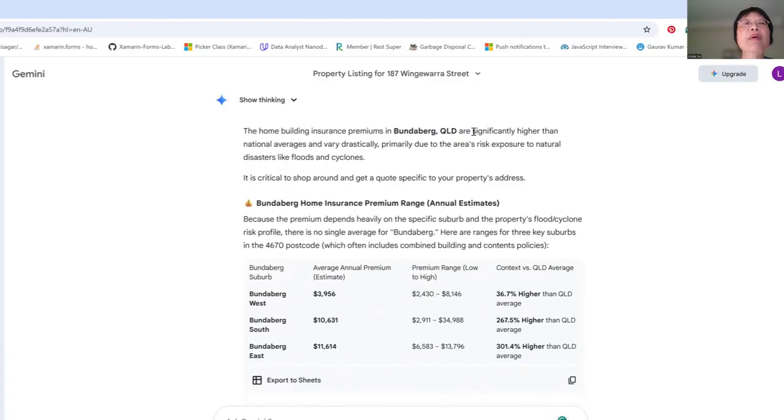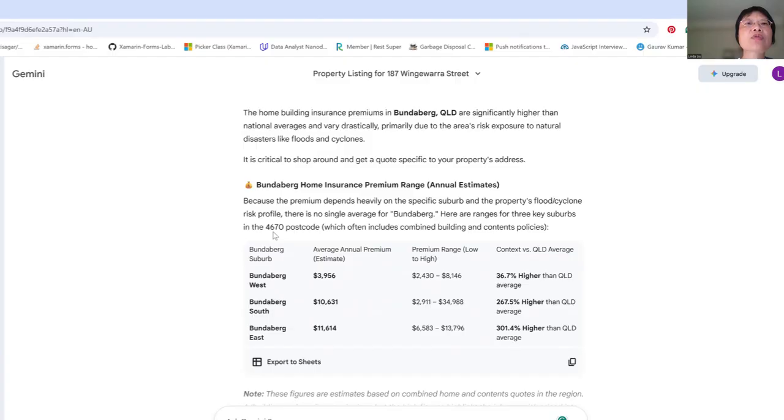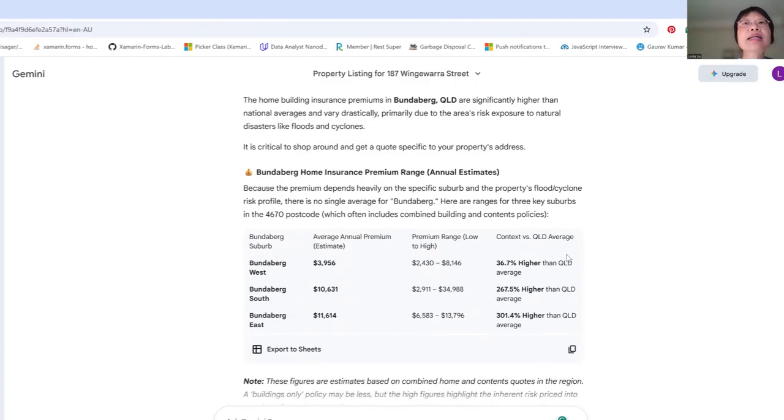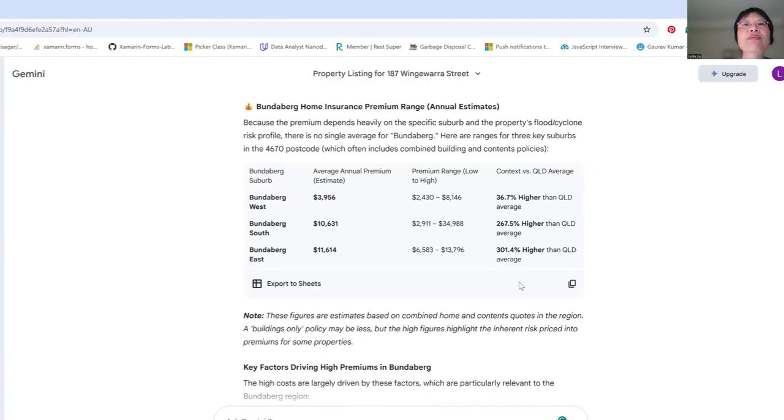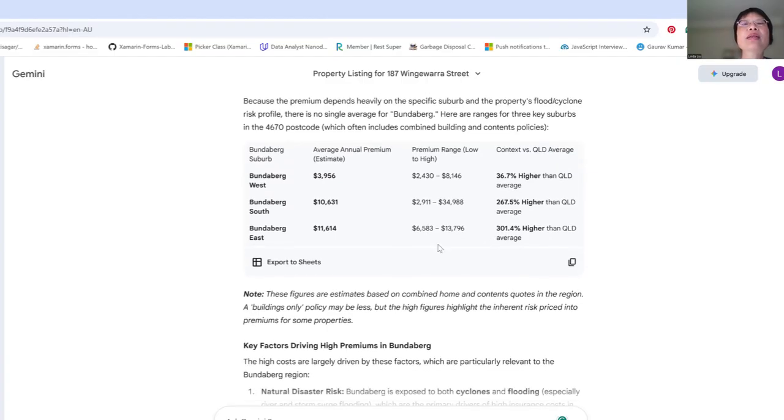It told me that in this part of Queensland, building insurance is significantly higher than in other regions. This is because natural disasters are quite common there, such as floods, tornadoes, cyclones, and storms. It provided a very useful breakdown, showing that rates are lower in the west of Bundaberg, but much higher in the south and east. For coastal blocks, insurance premiums are far above the Queensland average, often by $200 or $300, which is very high. So for property investors calculating cash flow, building insurance must be included.